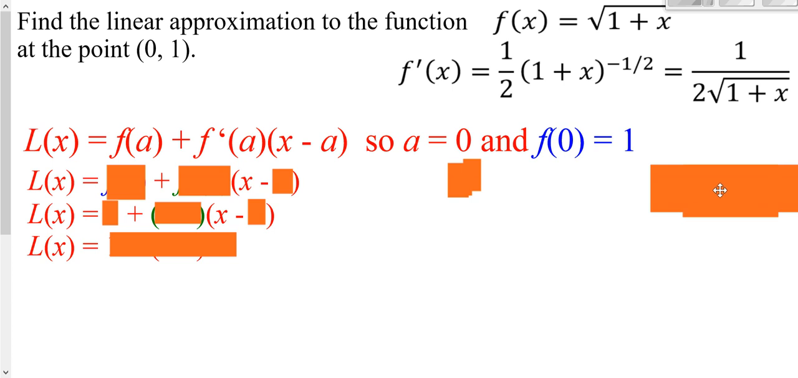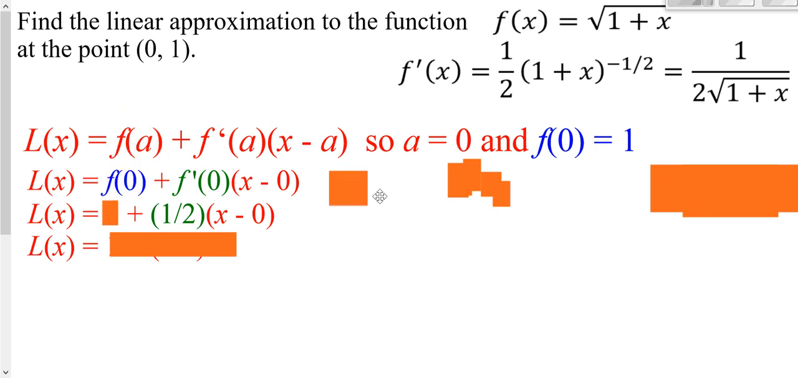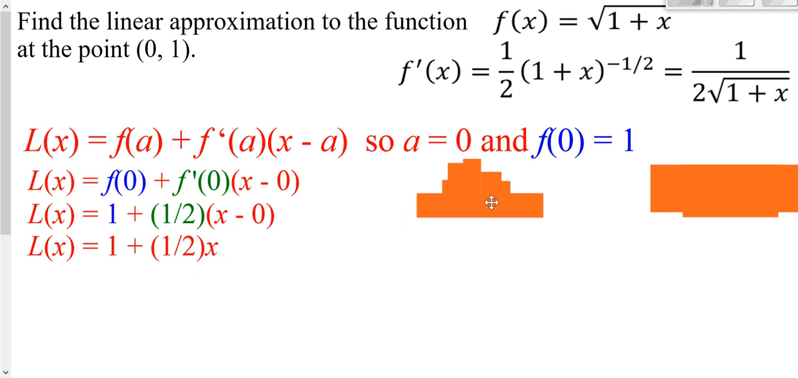So now we need to go ahead and find our derivative at the value of a. Once again, a is 0, so we need to know our derivative at 0. So if you plug 0 into your derivative, well, that gives us 1/2. Once again, a is 0. We plug in 0 here, and we get this. F of 0 was 1, and we get this. So in other words, we could simplify a little bit, and we just get 1 plus 1/2 x.